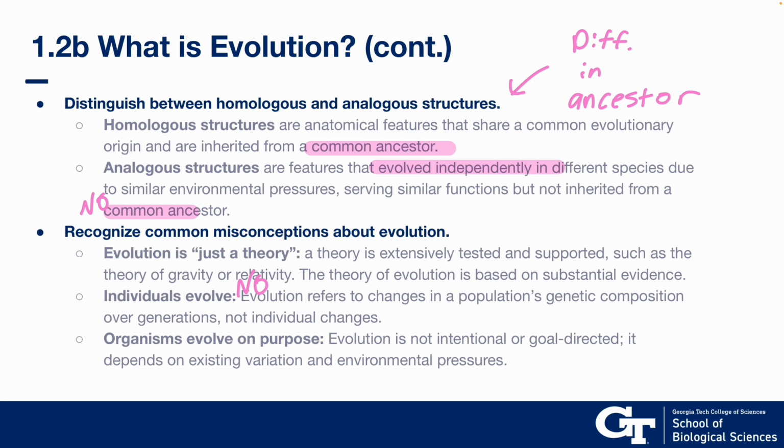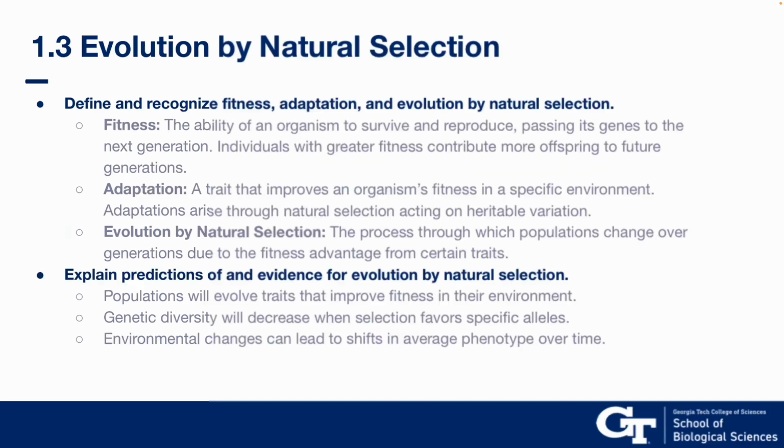And then lastly is the idea that organisms evolve on purpose. Due to natural selection, we kind of think that organisms evolve to be better suited to their environment or to better be able to accomplish something. No, that's not true. There are no goals in evolution. The only reason we evolve is because variation exists. That's a requirement for evolution, along with the environment or some form of selective pressure.